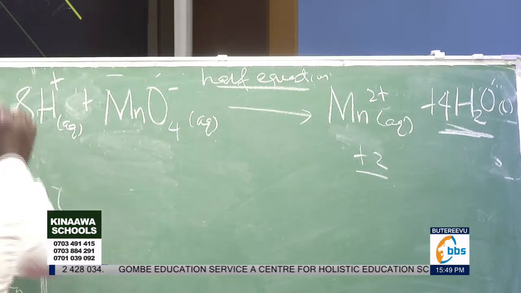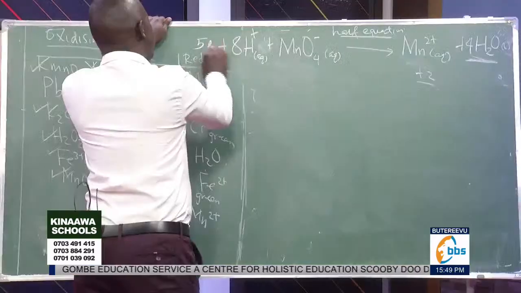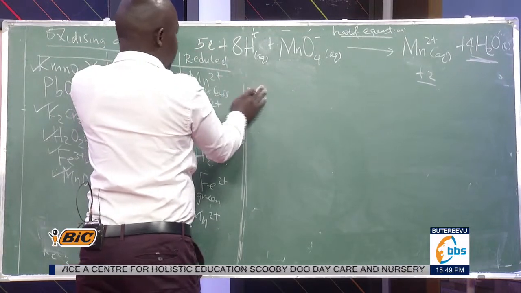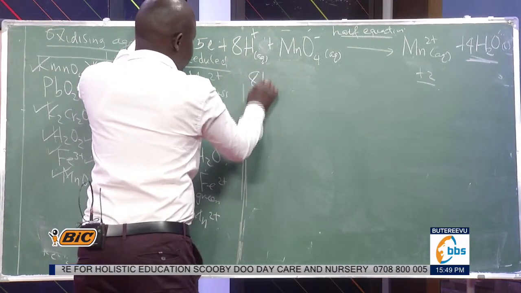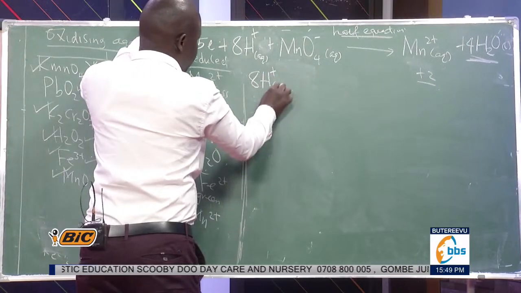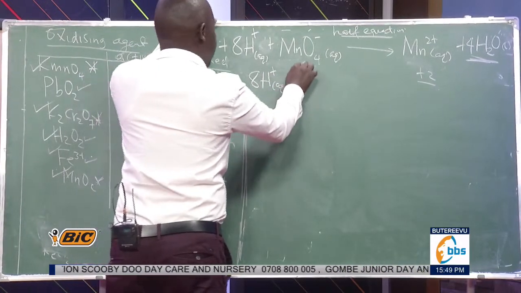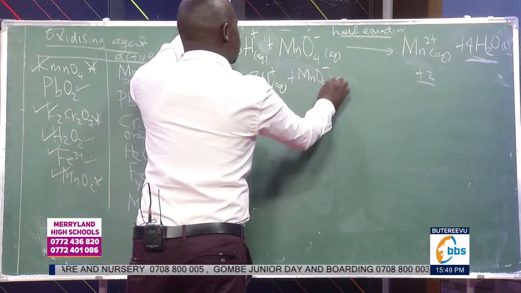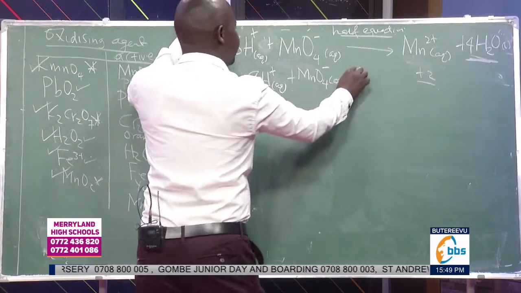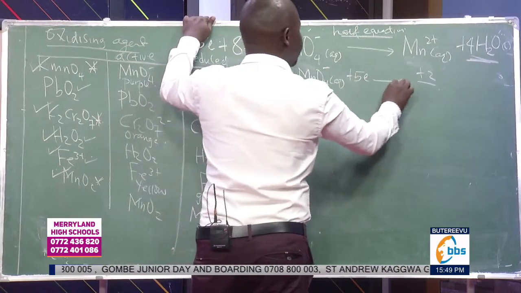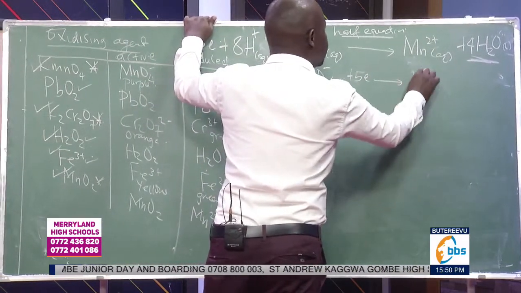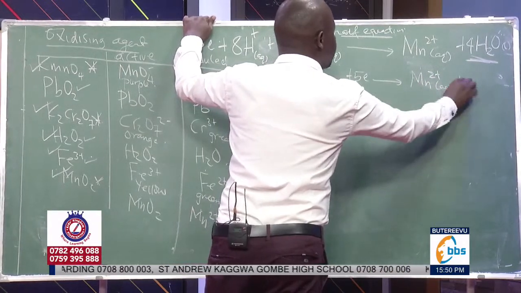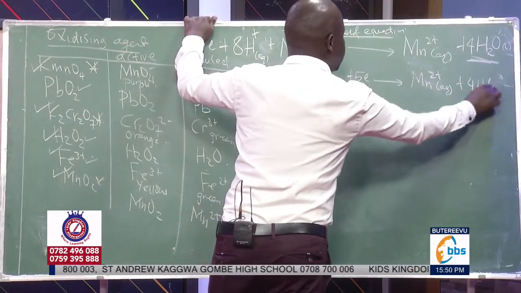So we say plus 5 electrons. So this one becomes our, let me write it properly here, 8H aqueous plus the manganate, then plus 5 electrons, we form manganese 2 positive aqueous plus 4 moles of water.